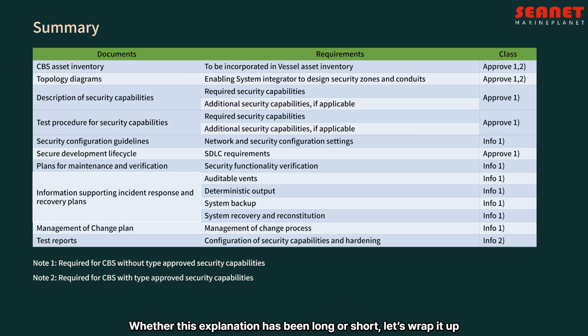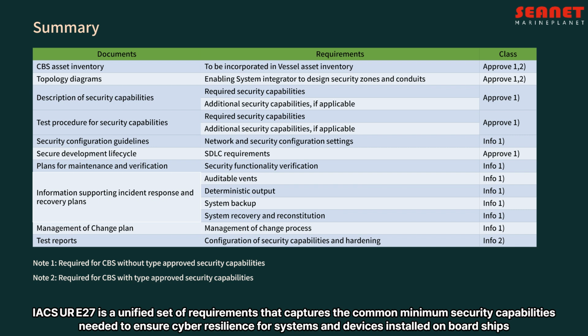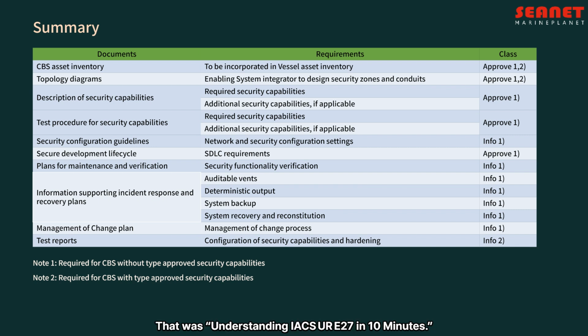Whether this explanation has been long or short, let's wrap it up. IACS UR E27 is a unified set of requirements that captures the common minimum security capabilities needed to ensure cyber resilience for systems and devices installed on board ships. That was Understanding IACS UR E27 in 10 minutes. Next time, we'll dive into what CBS computer-based systems are.